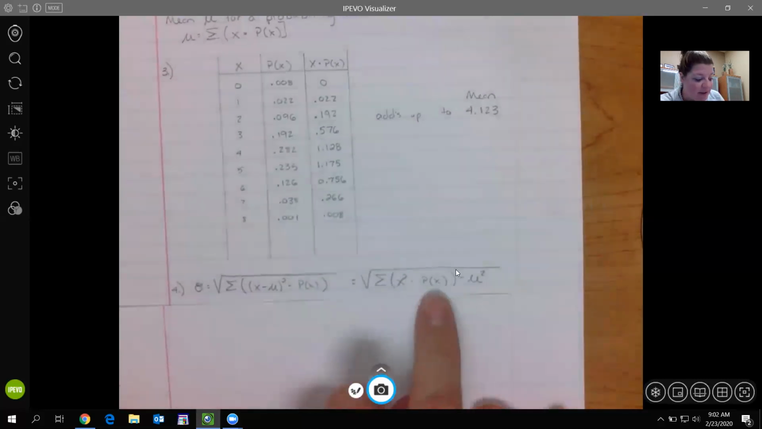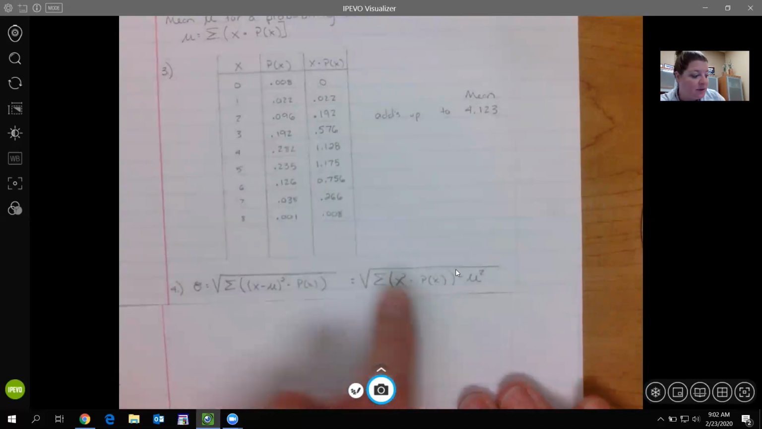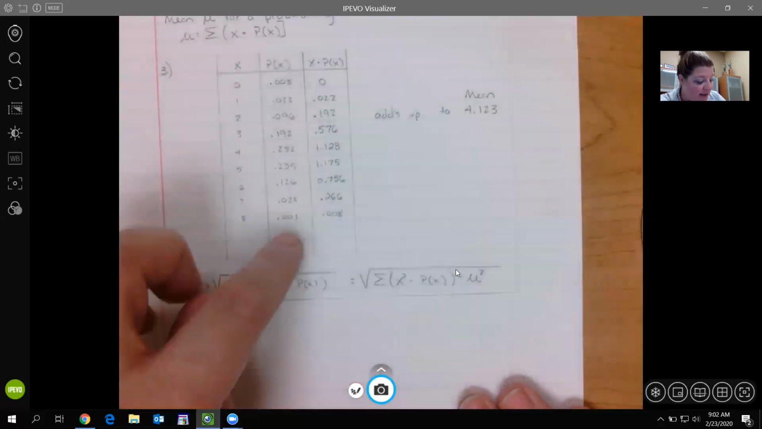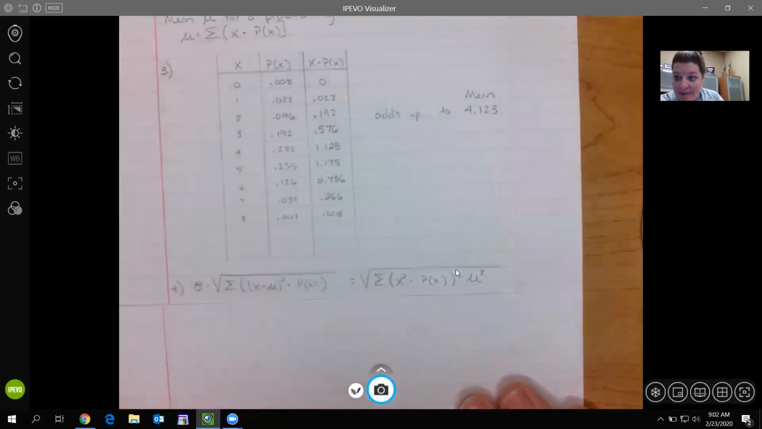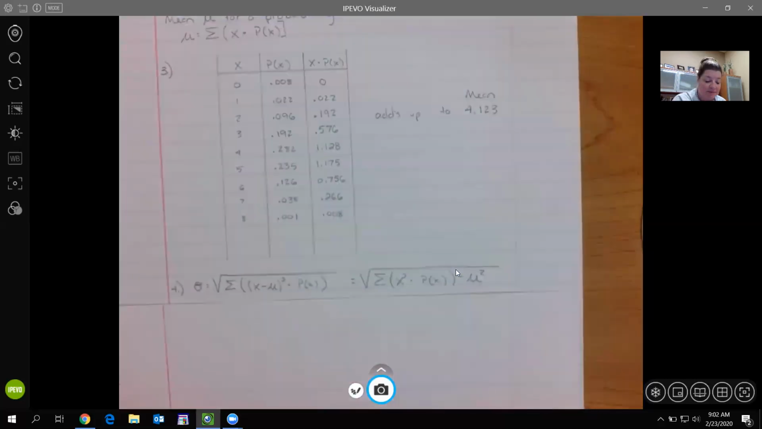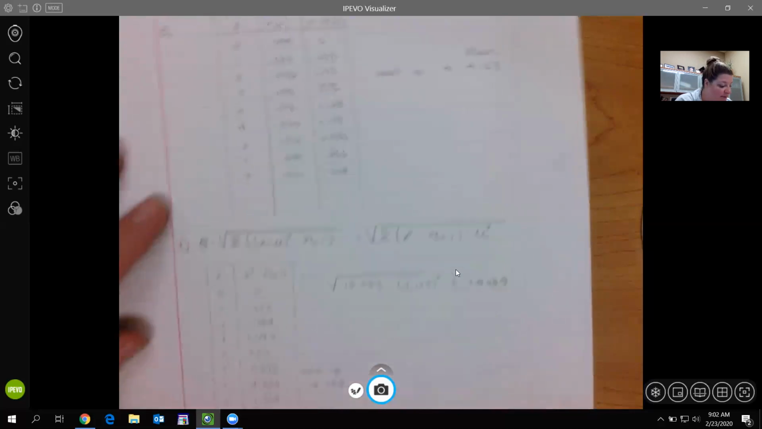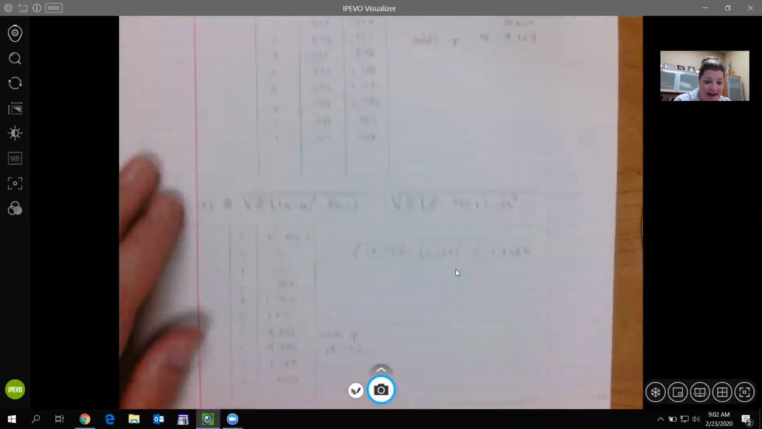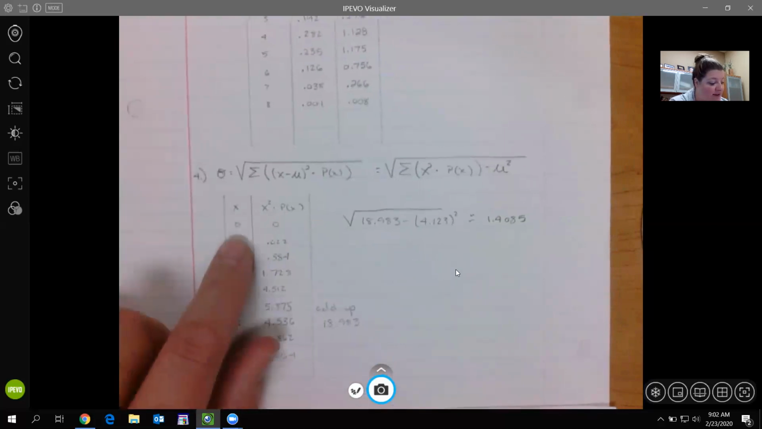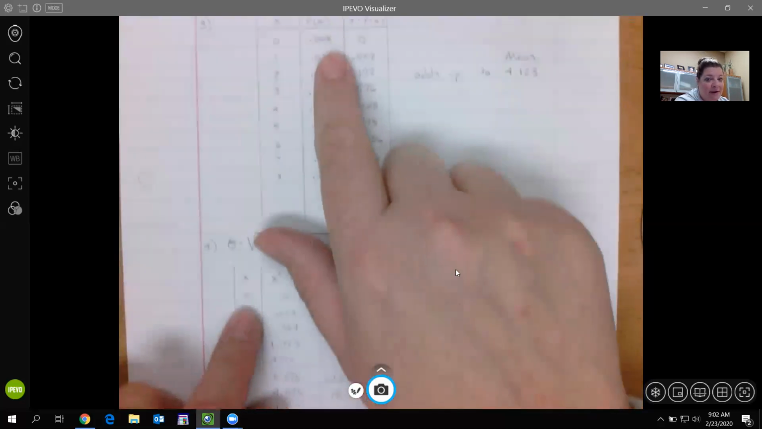This one I found to be easier. So I'm going to square all the x values. I'm going to take all of these and square them, then multiply them by this, add them up, and subtract it off from this squared. So if I did that from the same data, what I'm going to do is square your x and multiply it by the probability up here.